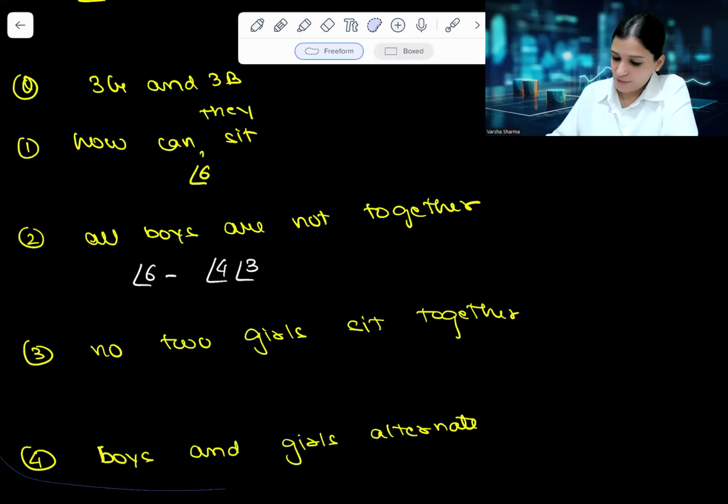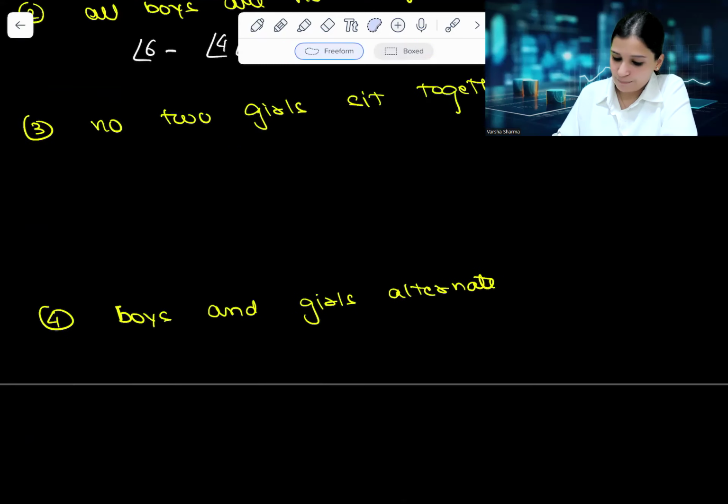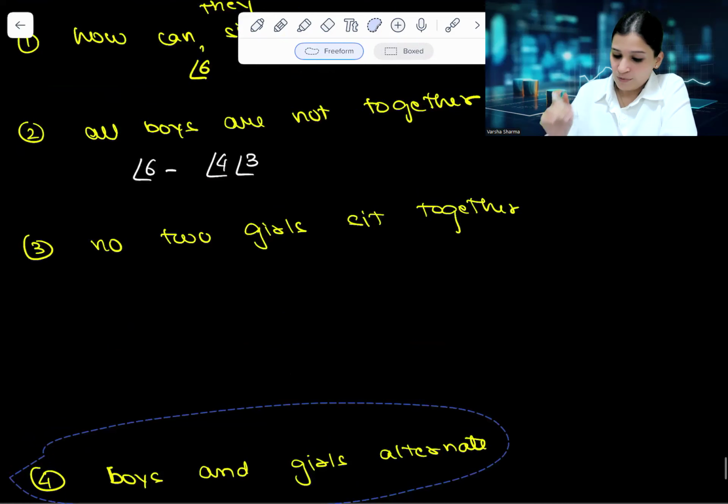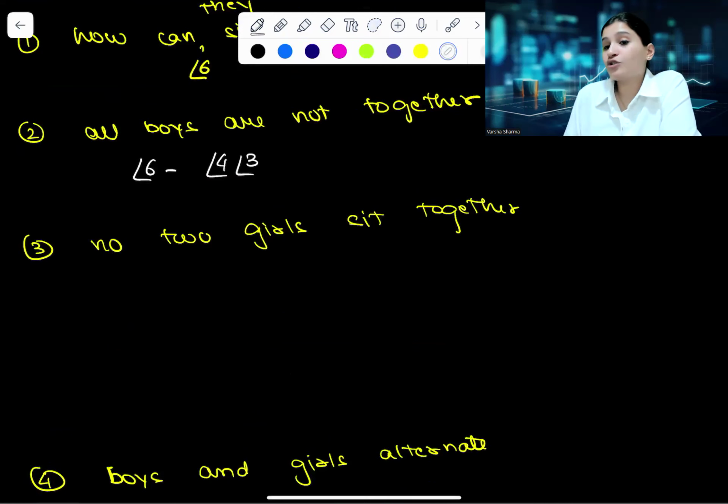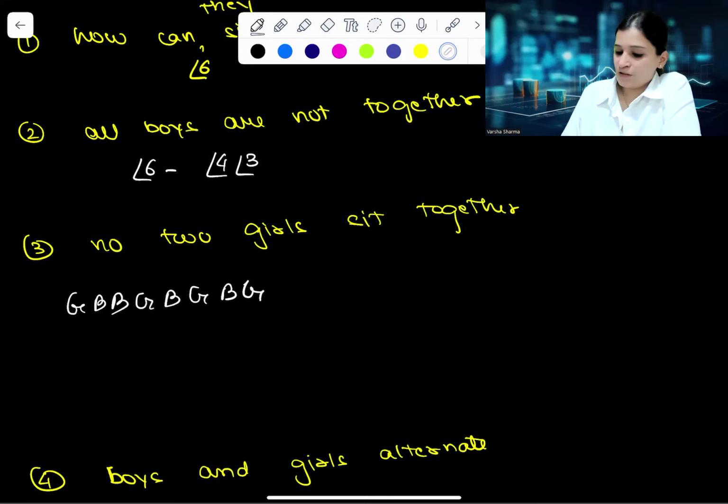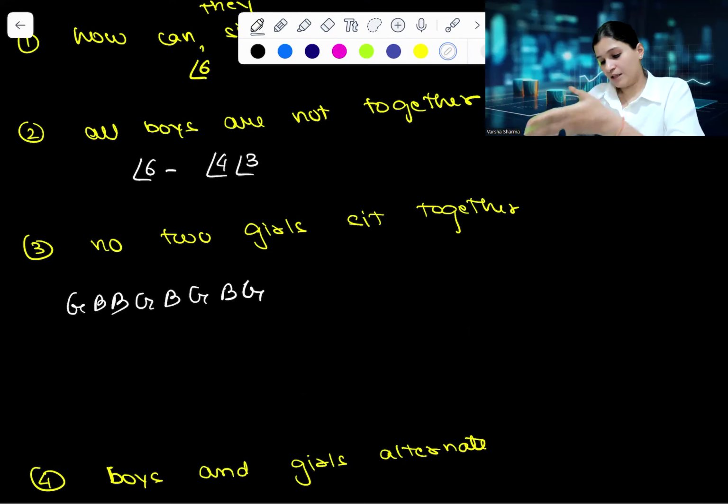What about the third one? No two girls. First, my question is, are 3 and 4 same? Because the third one says that the girls should not be together. It did not say that the boys are not allowed to be together, right? So it can be a scenario like boy, girl, boy, boy, girl, boy, girl, boy, and girl. So none of the girls are together, but the boys are together. So third and fourth are not the same, right?